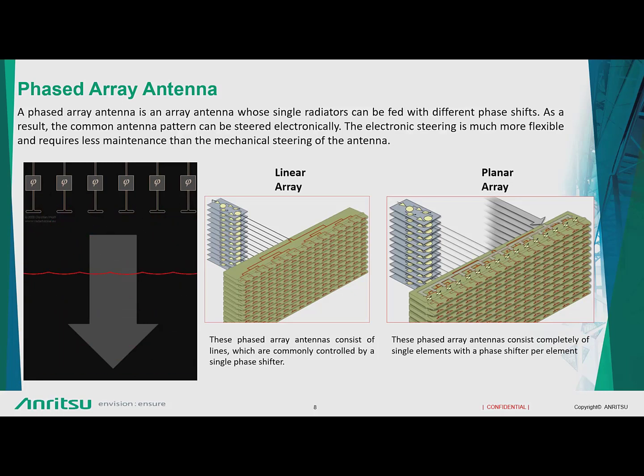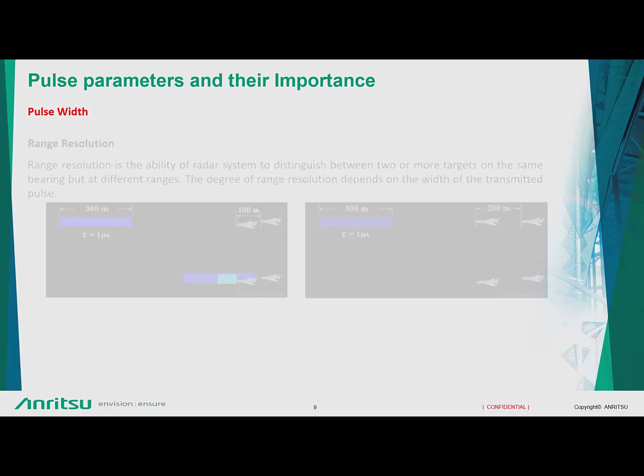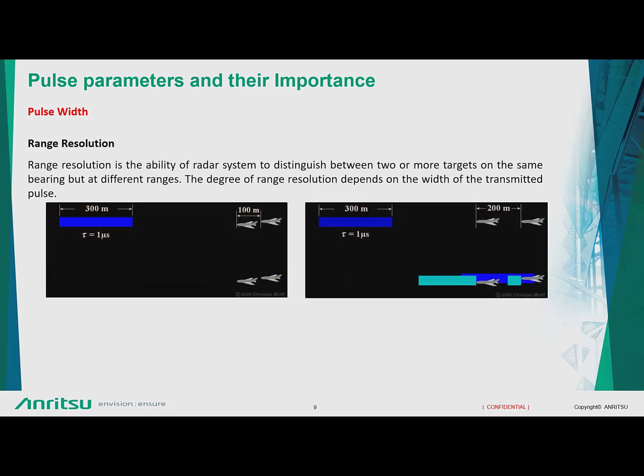Now that we have a good understanding of what radars are, what the basic pulse parameters are, and what the basic applications are, let's try to correlate the basic pulse parameters that can affect your application. So first is the pulse width. Now the pulse width is very important for range resolution.